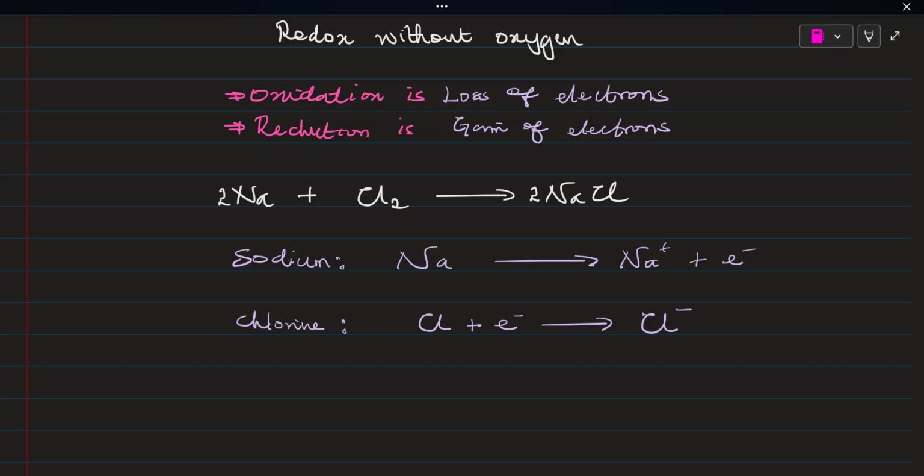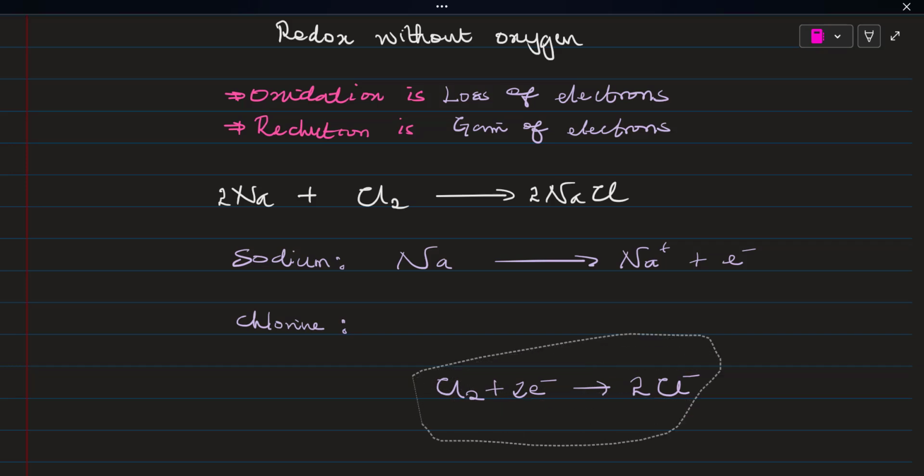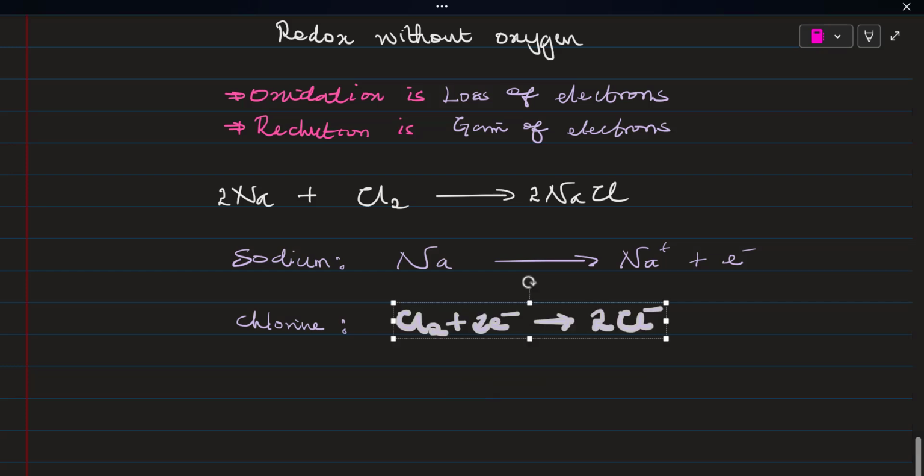But we are dealing with 2 chlorine atoms, that is a chlorine molecule. So we have to write this equation once again: Cl plus electron to give us Cl minus again. If you combine the two equations, we have Cl2 plus 2 electrons to become 2 Cl minus. I can delete these now, just for you to understand the concept. That's why I wrote them last time.